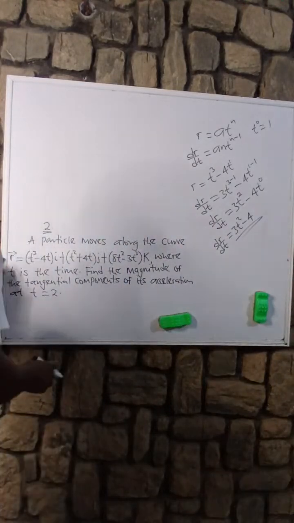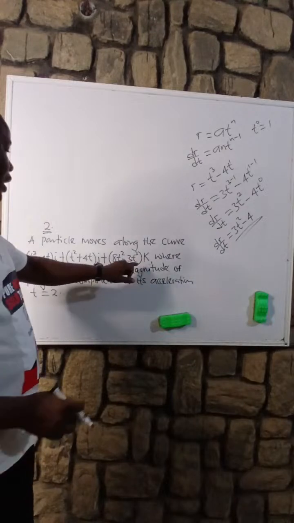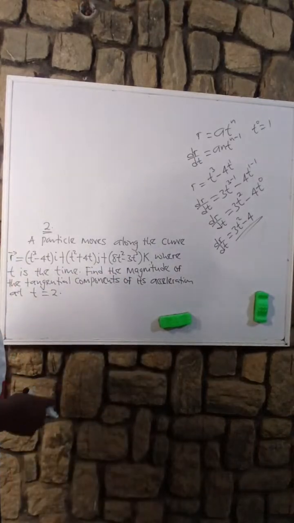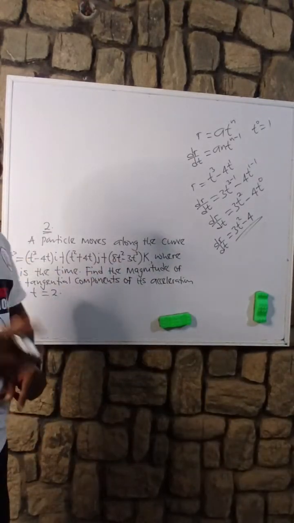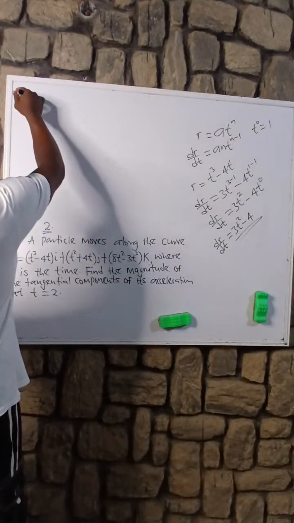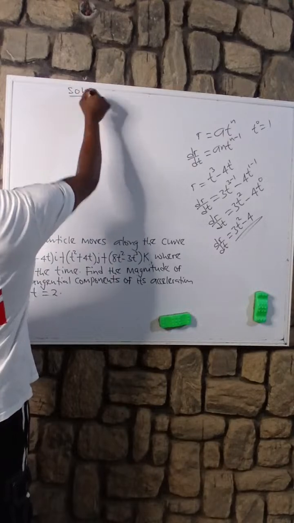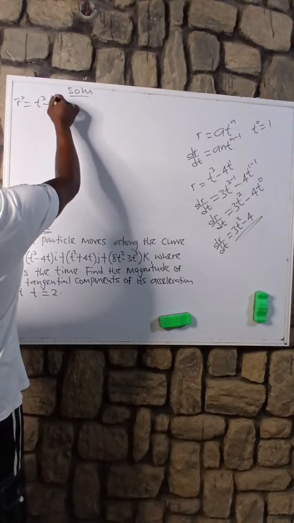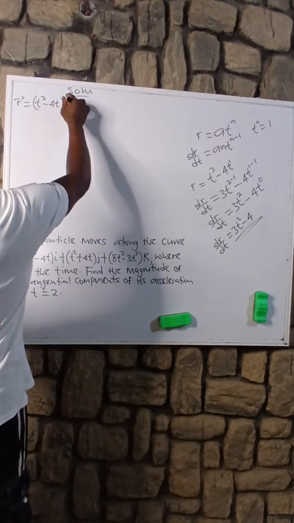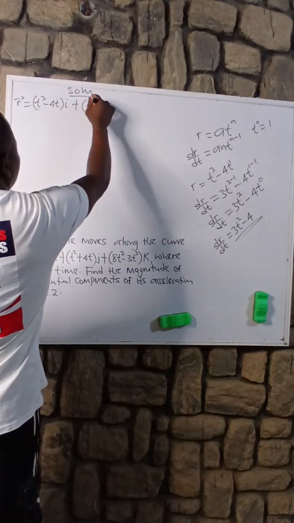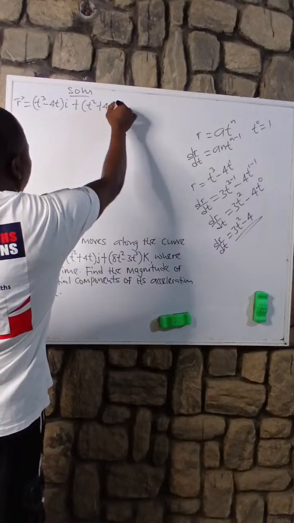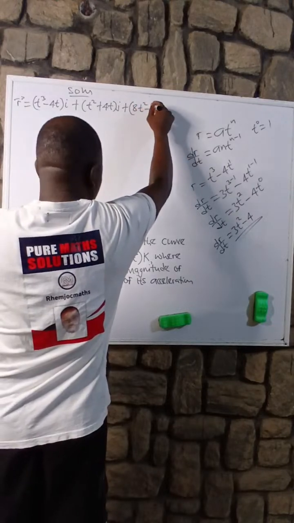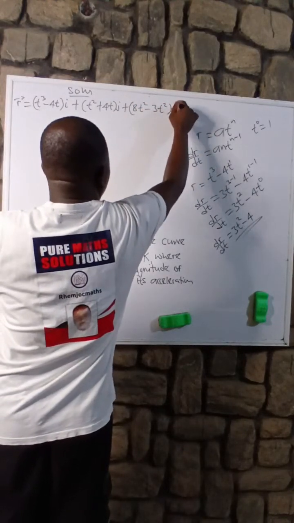So it implies that we have to first obtain our velocity before we can obtain our acceleration. How? By differentiating this function twice. So let's write the solution: our vector r is equal to (t cubed minus 4t) i plus (t squared plus 4t) j, then plus (8t squared minus 3t squared) k.